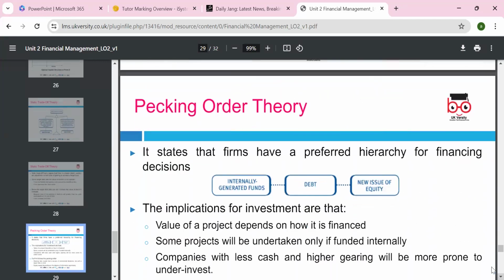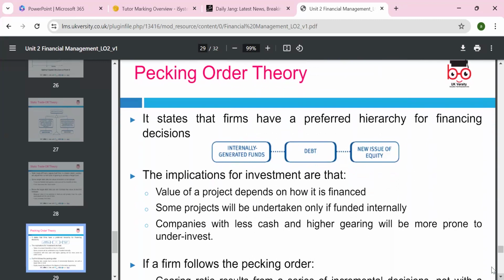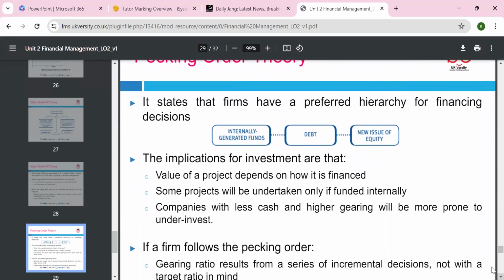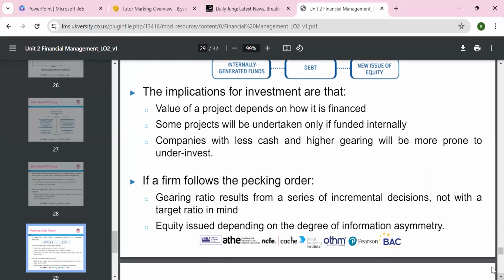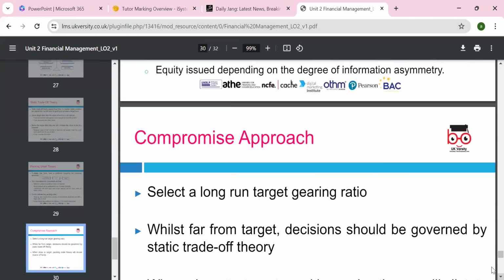The pecking order theory states the firm has a preferred hierarchy of financial decisions: internally generated funds, then debt, and then new equity issues. The implication is that if projects are funded internally and the company has less cash, higher gearing will be more prone to underinvestment. If the firm follows the pecking order theory, the gearing ratio results from a series of incremental decisions, not a target ratio in mind. And equity issues depend on the degree of information.